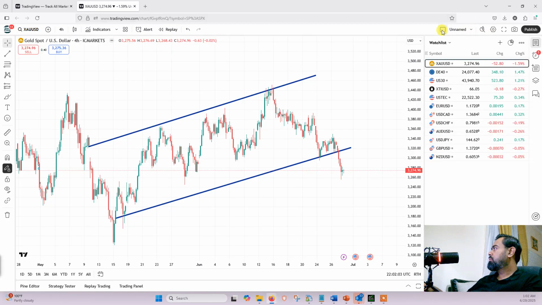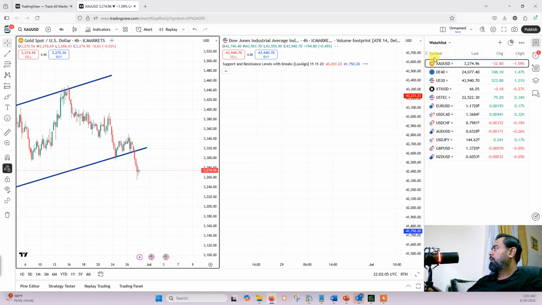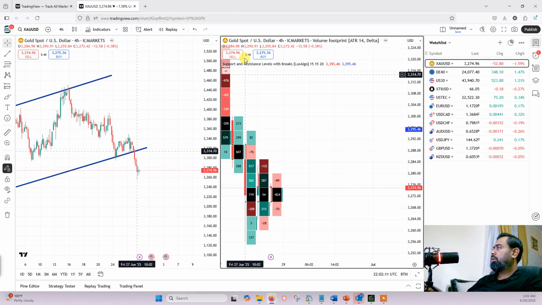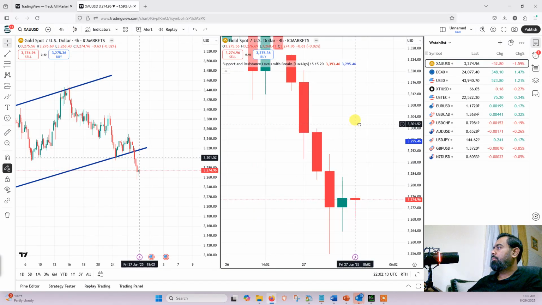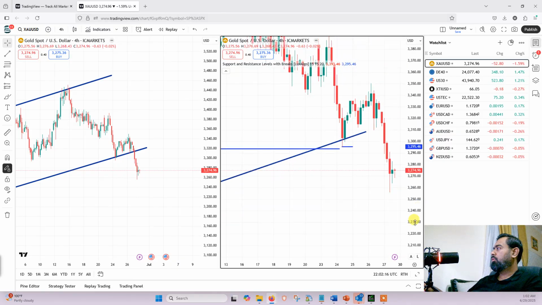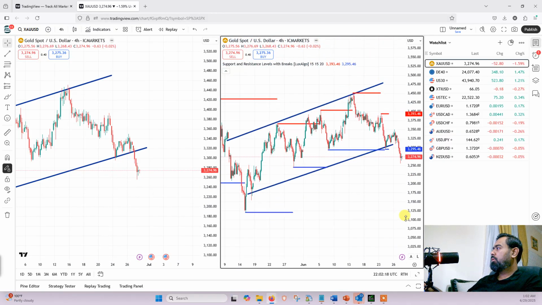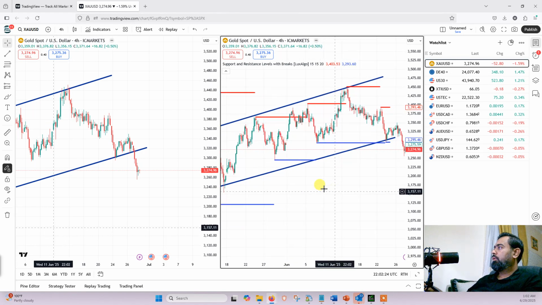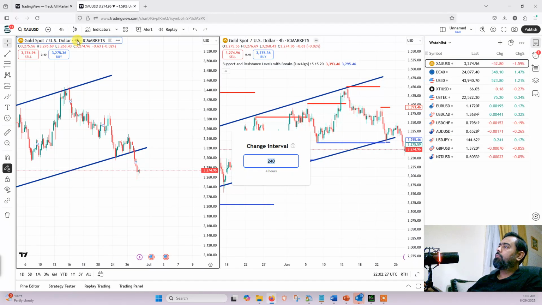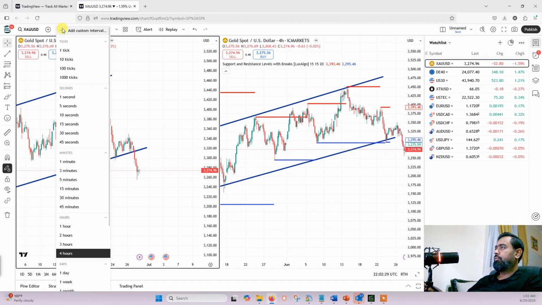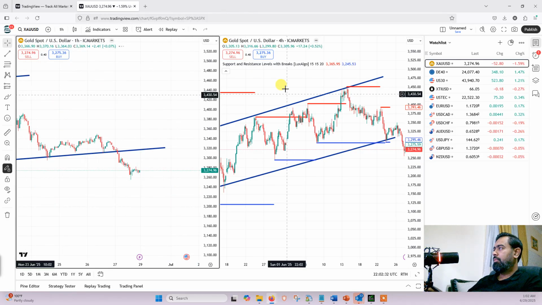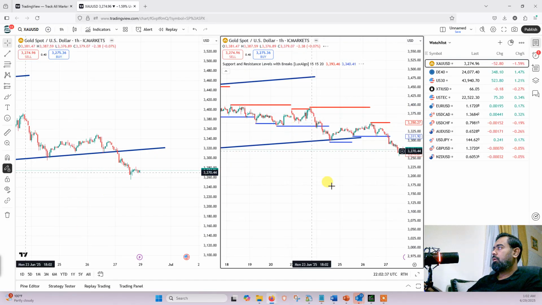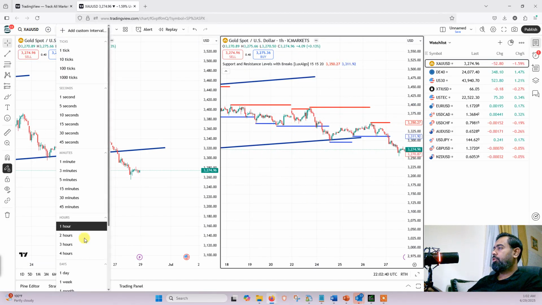Now what we will do is we will open another chart over here. Okay, and just to make it clear for you people, I will be removing the volume footprints, and the same trend lines I will make over here as well. Now what we will do is we will bring the first chart down to H1 time frame, and the second one we will keep on the H4 time frame.